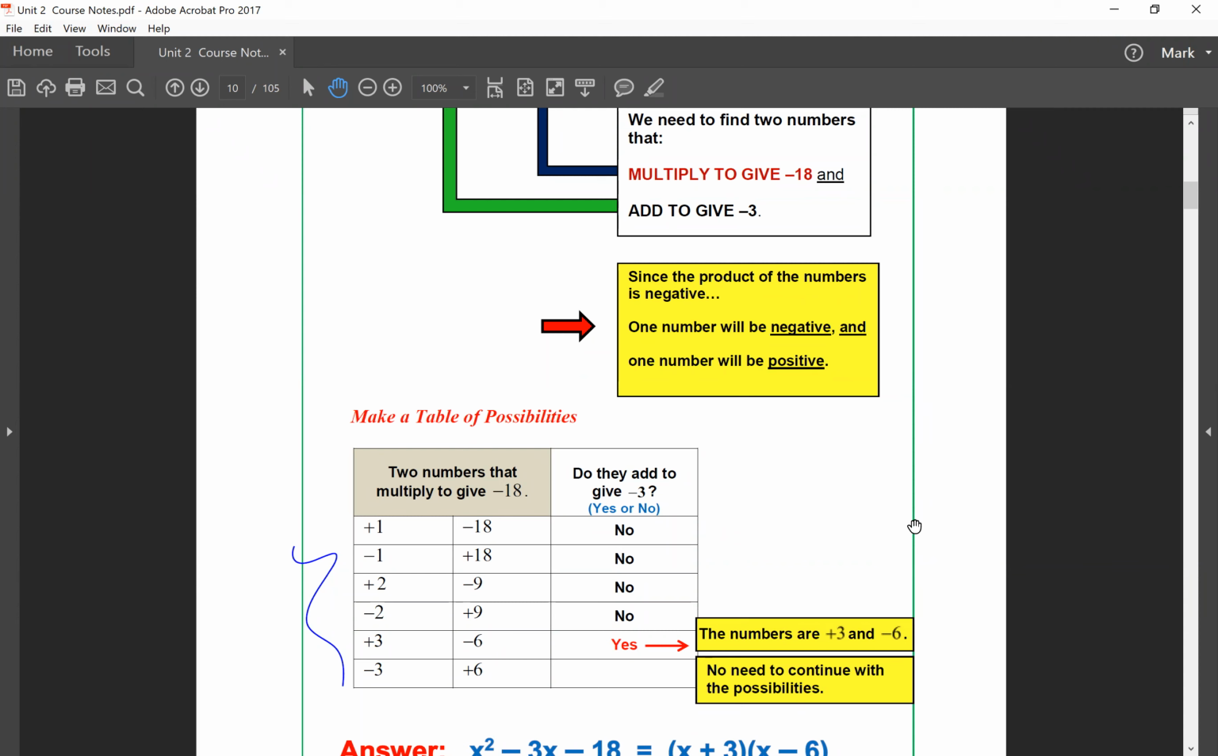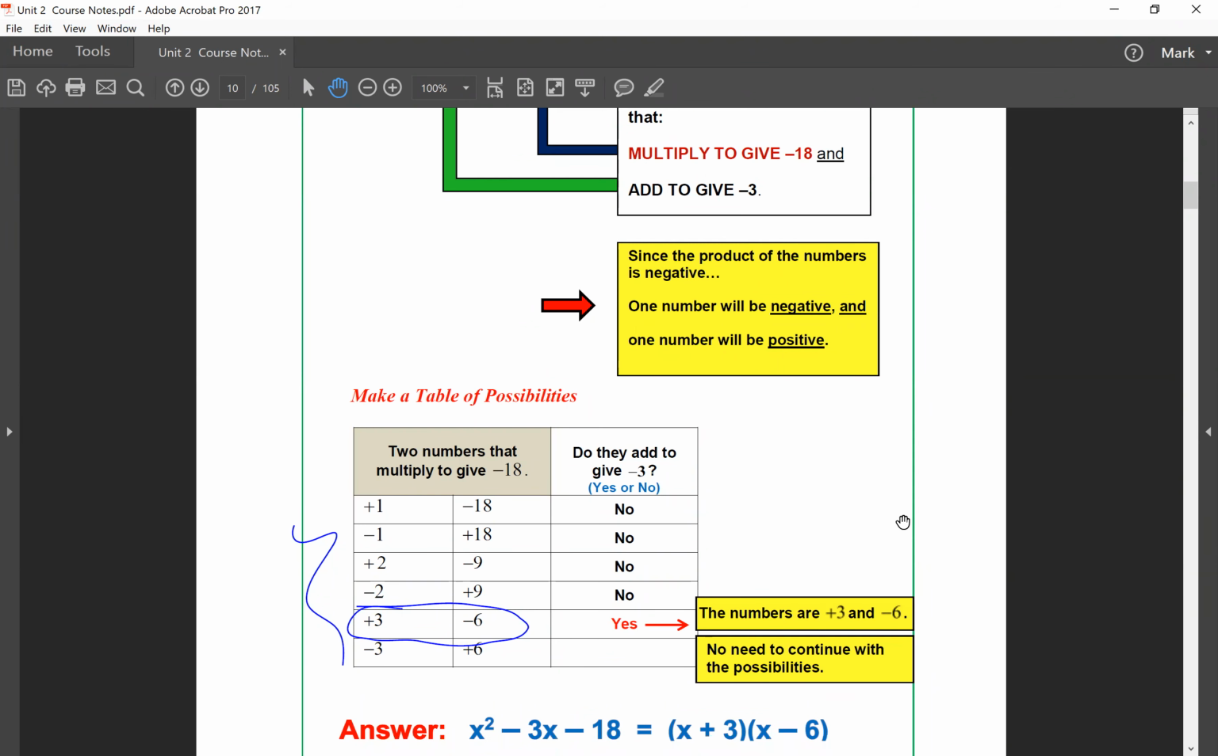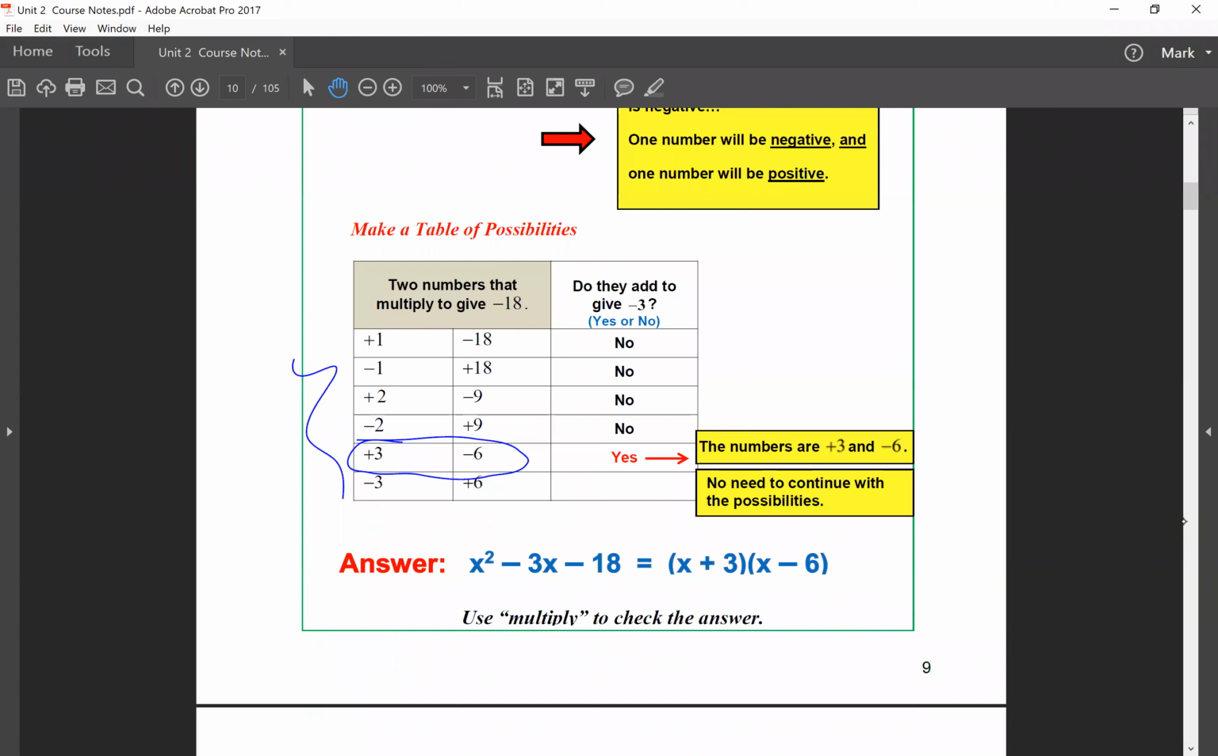So you can see I'm coming up with different combinations of numbers that are going to multiply to give me a negative 18. And I notice that positive 3 and negative 6 multiply to give me a negative 18, and they add to give me a negative 3. So there's my answer. I have a positive 3 and a negative 6. So there's my two binomials that multiply together to give me this trinomial. Kind of weird, this is a little bit different than what we've done in math before. There is a set trick to doing this. It's kind of like solving a little puzzle.